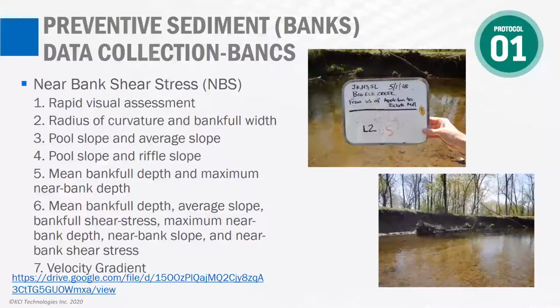So the methods primarily used are methods 2 or 5, and they involve either estimating the radius of curvature or maximum near bank depth along with the bank full width. So the results are an estimate of the local shear stress along the bank. Ultimately, BHI is the assessment of a bank's susceptibility to erode, and NBS is the assessment of the force exerted onto the bank.